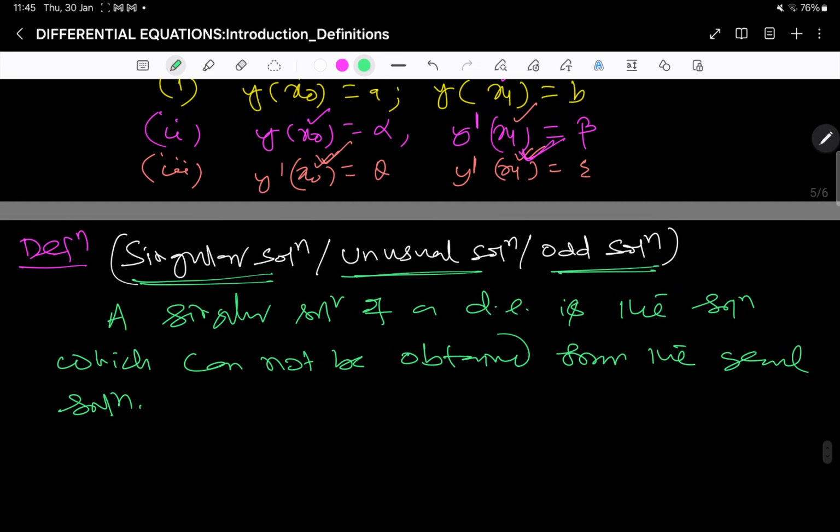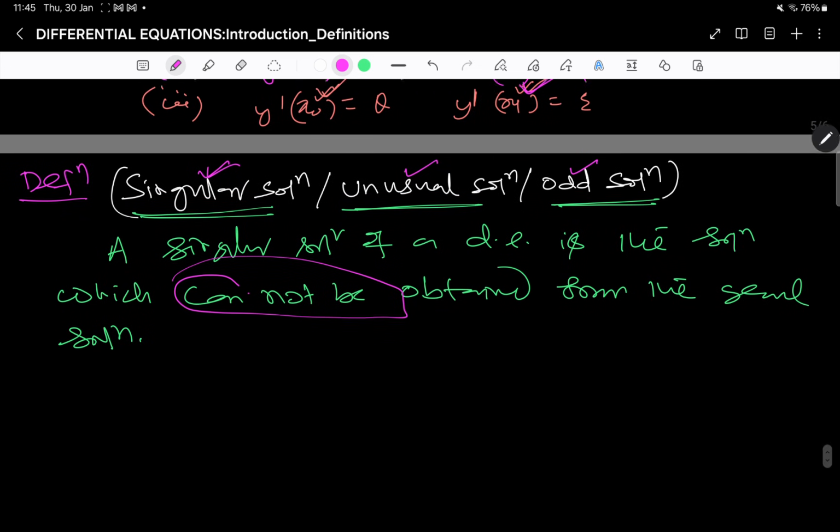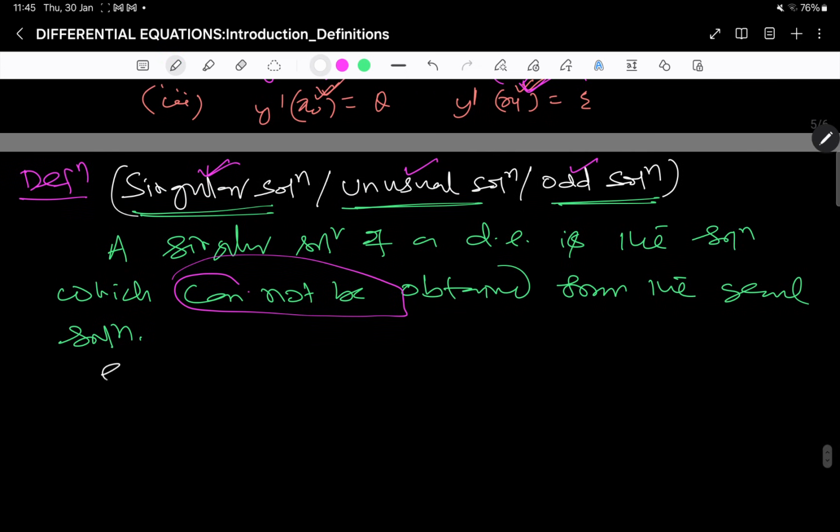Okay, so that means since it cannot be obtained from the general solution, that's why it is called an unusual solution, or odd solution, or a singular solution. For example, if we have a differential equation y dash square minus xy dash plus y is equal to 0, what is the order? The order is equal to 1.